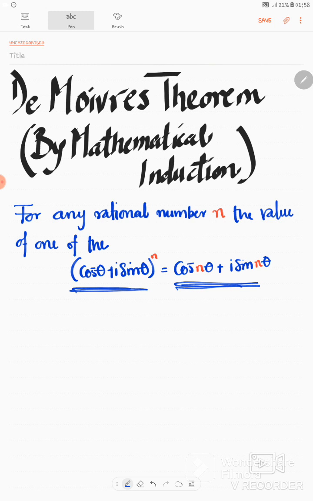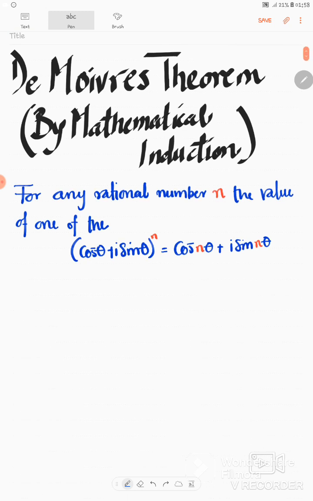Now from our principle of mathematical induction, we know that we have three proofs in mathematical induction. The first proof is prove true for n equals 1. The second proof is assume true for n equals k. And the third proof is prove true for n equals k plus 1. Don't worry, I'll do that below. Now we go into the proof.